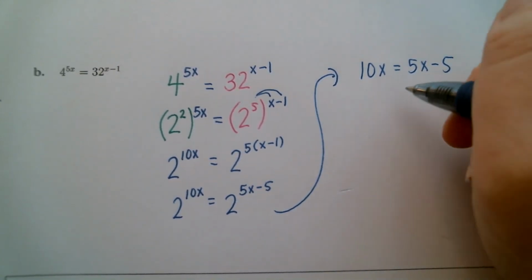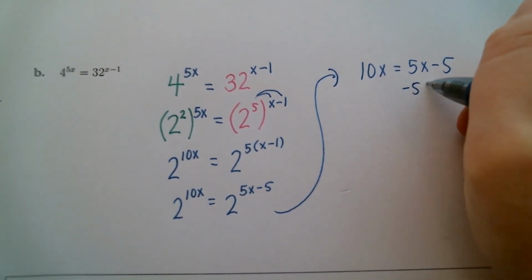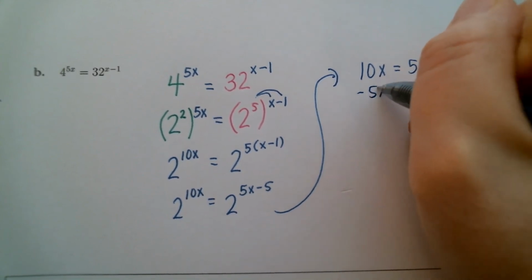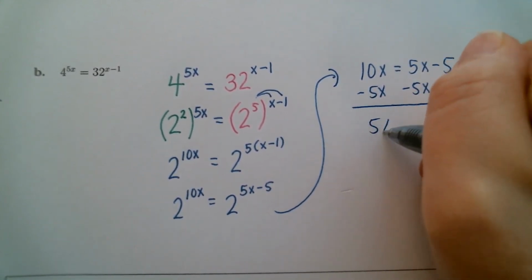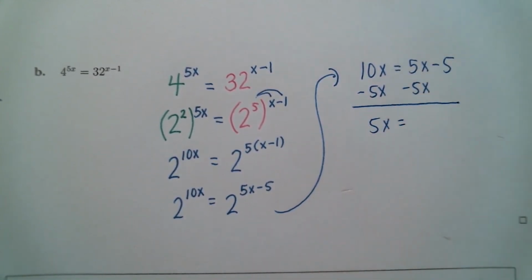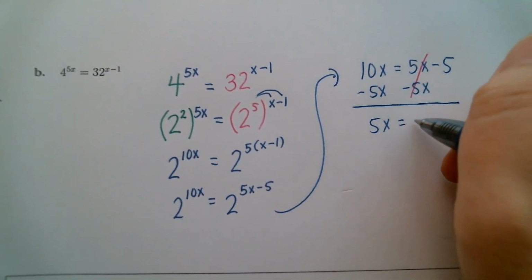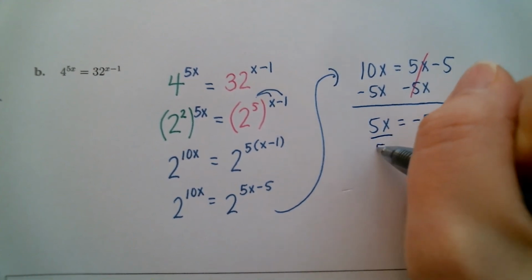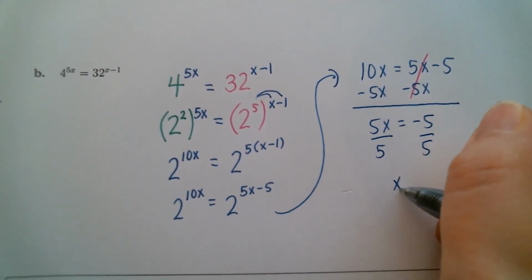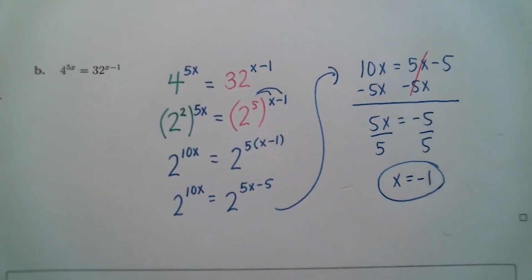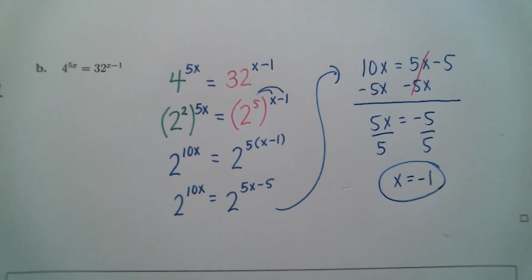So we're going to start by putting all the x terms on one side. I'm going to move the 5x over. So I'm going to get 5x is equal to, these guys cancel, 5x is equal to negative 5. Divide both sides by 5. And I get that x is equal to negative 1. And that's my answer.